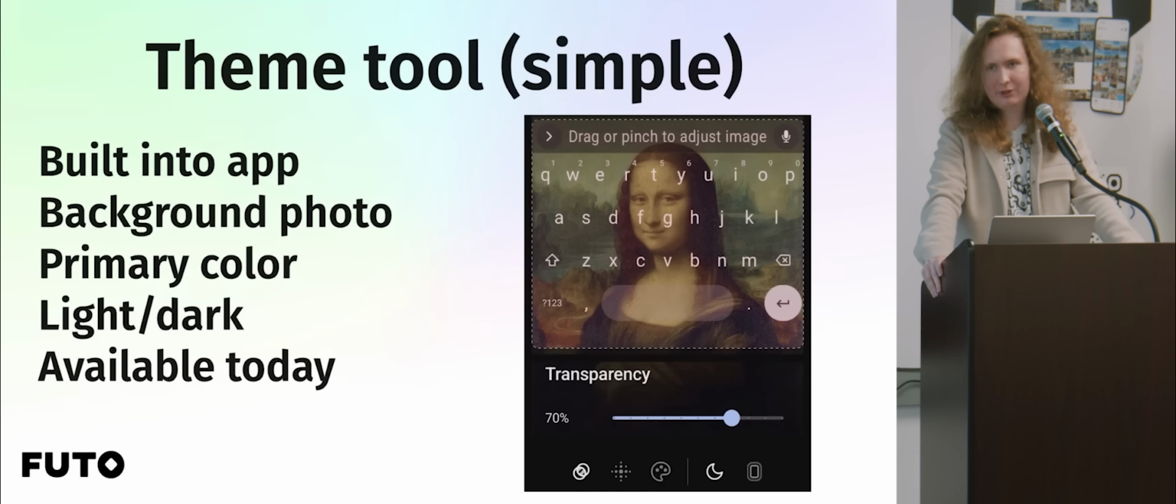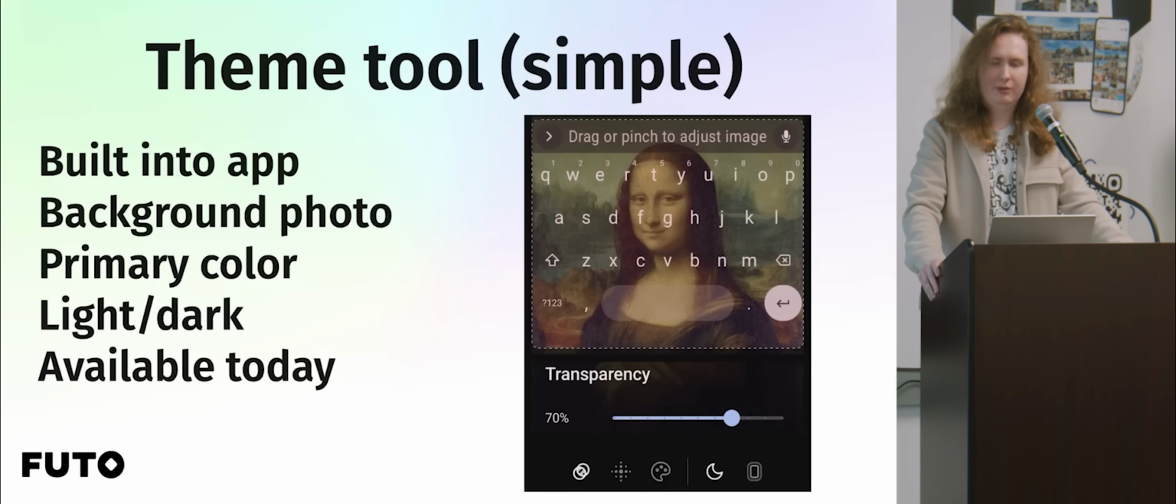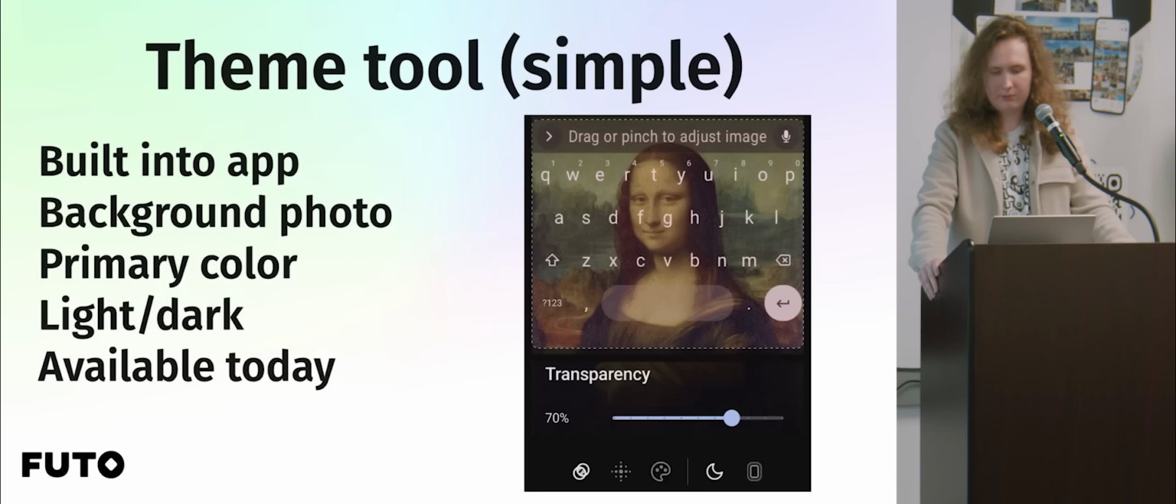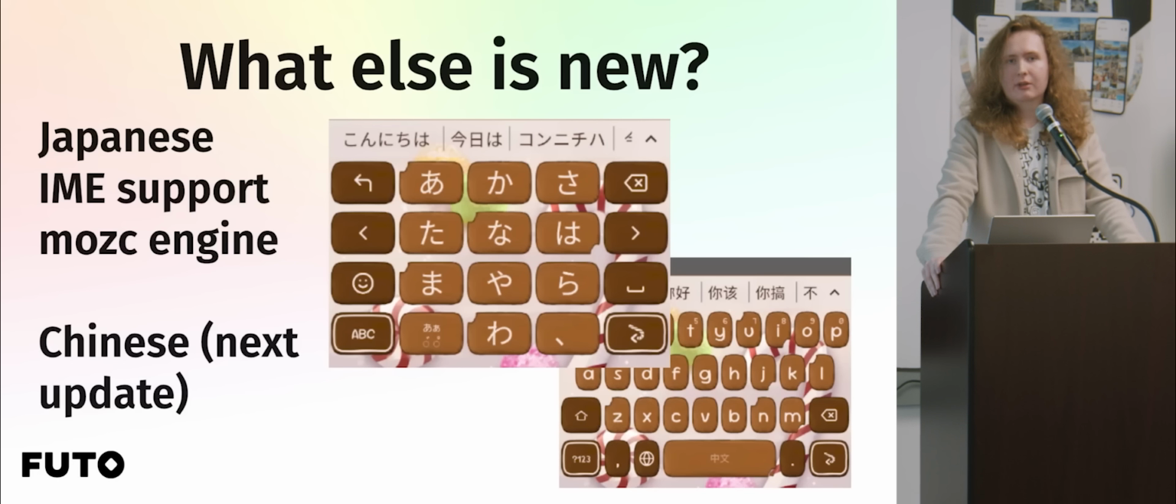But if you do want to make a custom theme and you don't want to deal with any of the complexity, there's a simpler theme tool that's already built into the app. It's a lot simpler in that you can't do what I showed with custom images. You can only set a background photo. You can adjust the cropping. You can change the colors, and you can toggle light and dark or key borders. And yeah, this is in the app today if you use it. So yeah, that was theming.